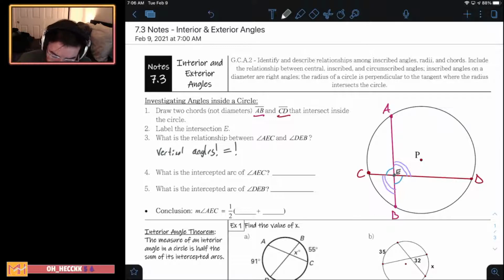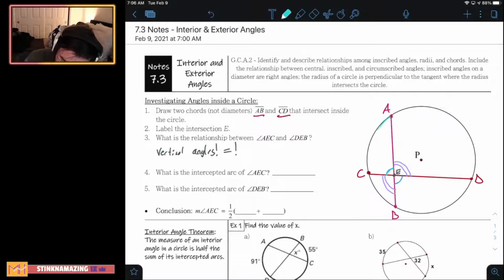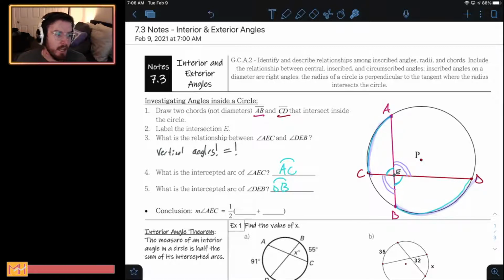What is the intercepted arc of AEC? The intercepted arc is AC. Actually, let me use blue so that way it matches. So we got the blue angle and we have the blue arc. And what is the intercepted arc of DEB? We got the blue angle, we got the blue arc, DB. Those are indeed minor arcs, so we're only using two letters.